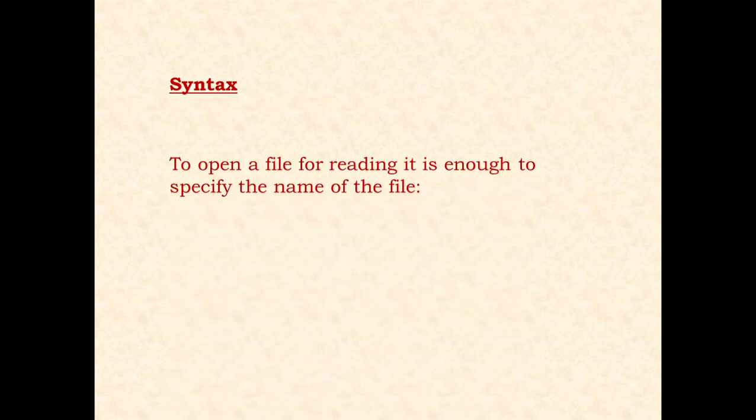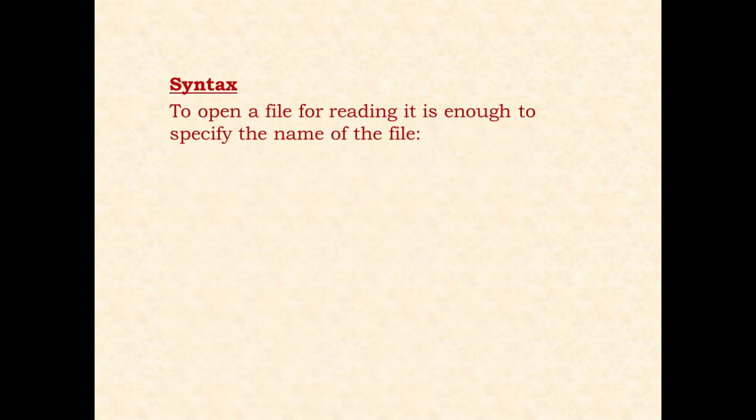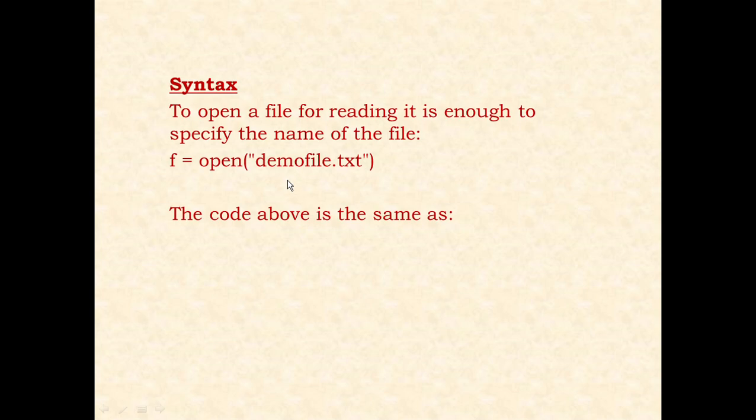Let us see the syntax. To open a file for reading, it is just enough to give the file name and with a file object. I have taken the file object here as f. So I'm writing f is equal to open of my file name .txt. The default file type is text file and the default mode is read mode. So the same statement can be written as f is equal to open of demofile.txt comma rt.